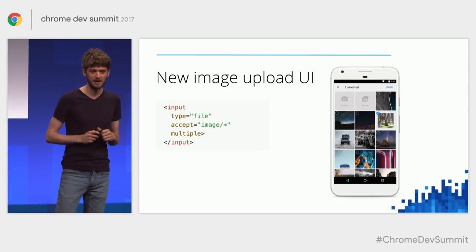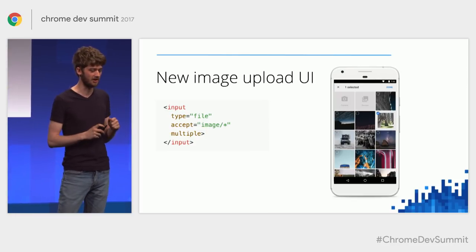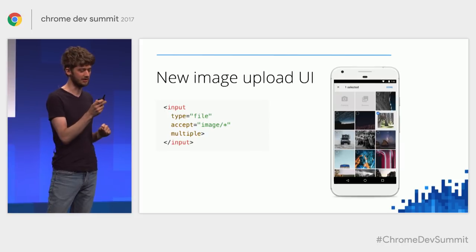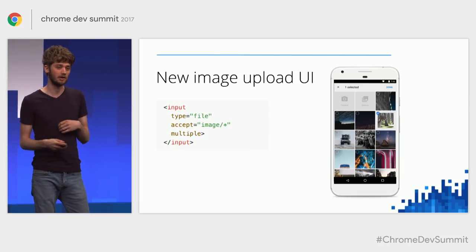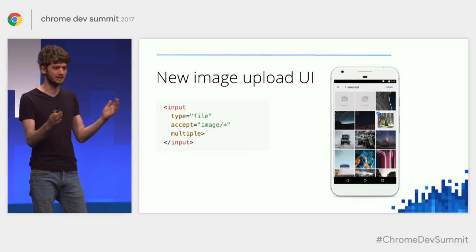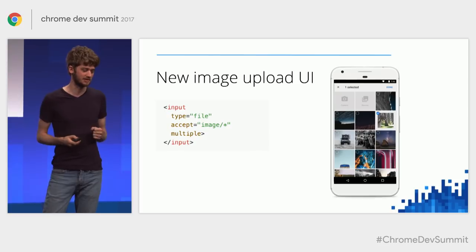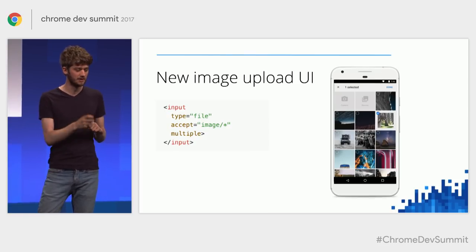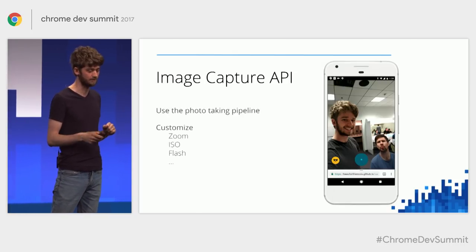And the best thing about this is actually, for most sites, you'll just get this for free, no changes required. The only thing that it requires is that your input type equals file element on the page specifies an accept attribute that only accepts images. Obviously, if you're looking for zip files or something else, we're not going to present this flashy new image picker. But if you just specify images, you'll just get this dialog for free. So this is a great time to go and check on your site that you're setting the accept attribute on your input type equals file elements.